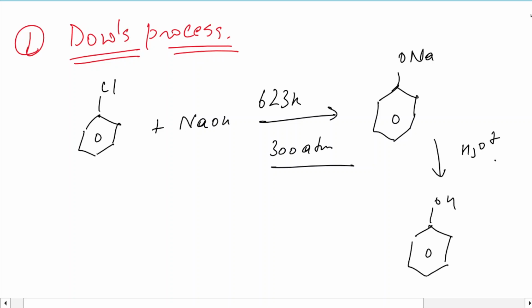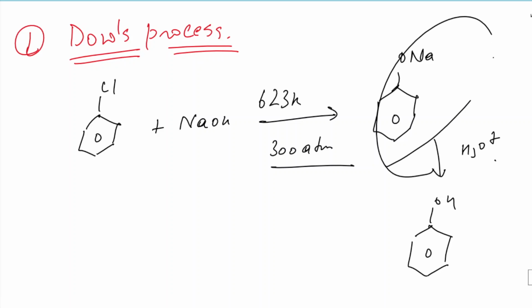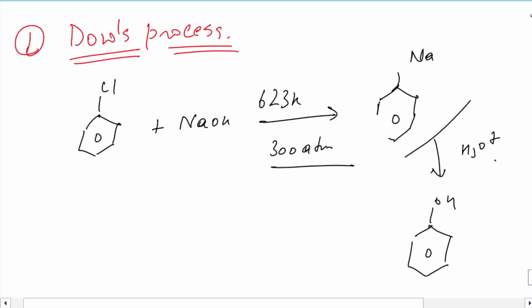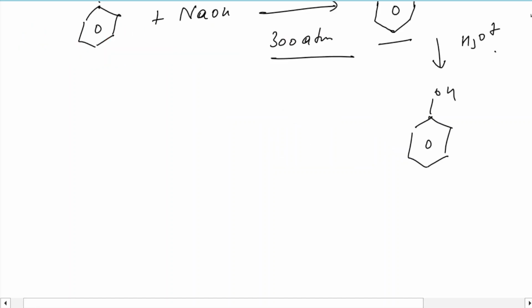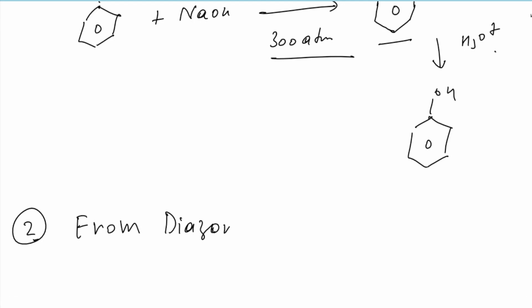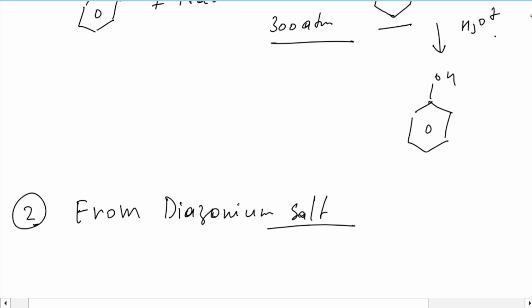One thing we have to remember here is, sometimes students forget this. When it's only mentioning NaOH and it's not mentioning the hydrolysis part, what we have to form here is sodium phenoxide. Next to this is from diazonium salt. What is diazonium salt?